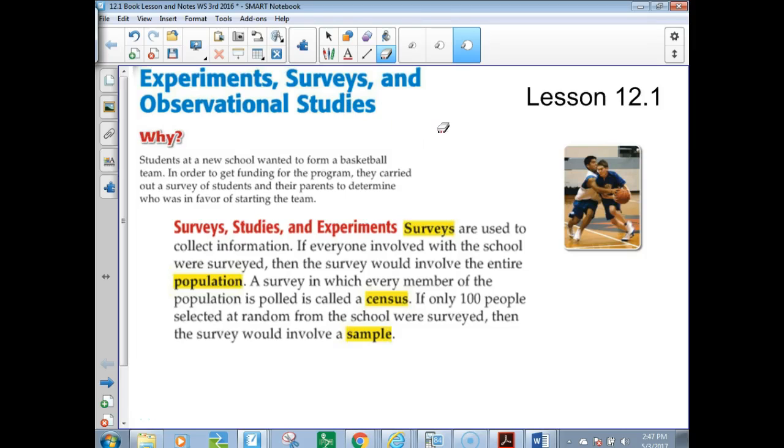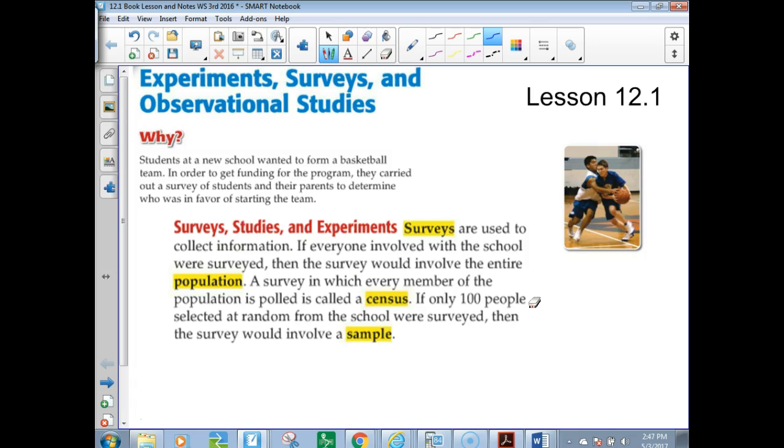Today we're going to talk about surveys and experiments and observational studies. You're going to have to know when one is appropriate to use versus another, okay, for finding out some data. So we're starting our unit on probability. We will do possibly some statistics after this probability unit.